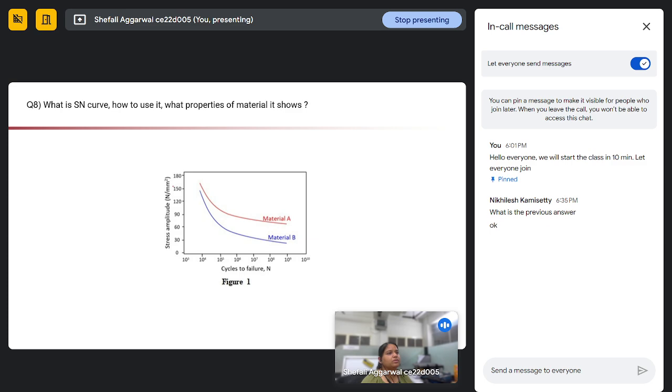Okay. So what is an S-N curve? How do we use it and what property of material does it show? Why are we using the S-N curve? We are using the S-N curve in case of fatigue failure, right? The S-N curve is S, meaning stress amplitude, versus number of cycles to failure.